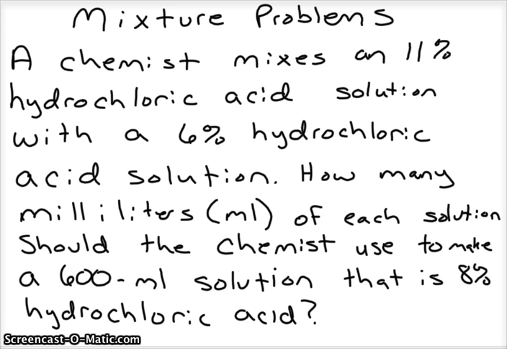So a chemist mixes an 11% hydrochloric acid solution with a 6% hydrochloric acid solution. How many milliliters of each solution should the chemist use to make a 600 milliliter solution that is 8% hydrochloric acid? So again, you really need to pause the video, reread this question, try to pencil some stuff out on your own, so that you have some ownership of what's going on here. Don't just blindly listen to what I do. So, but here it goes.